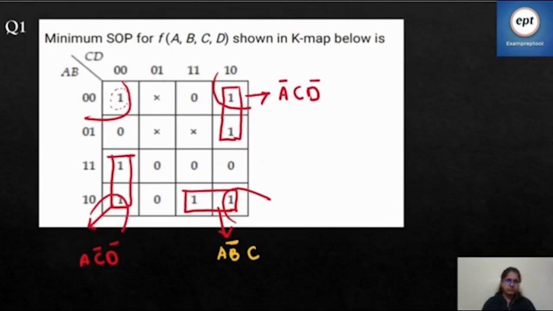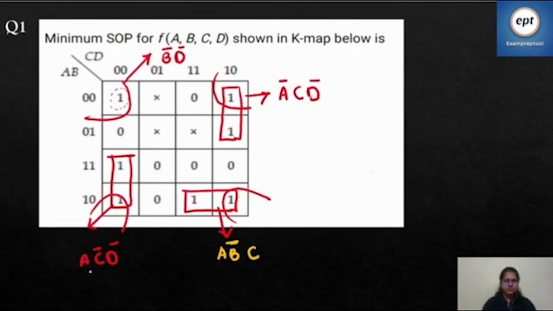So what is the SOP of this? B bar and D bar. So if you can see here, this will be B bar, and if you see from here, it will be D bar. Okay, so we have got the 4 minterms.